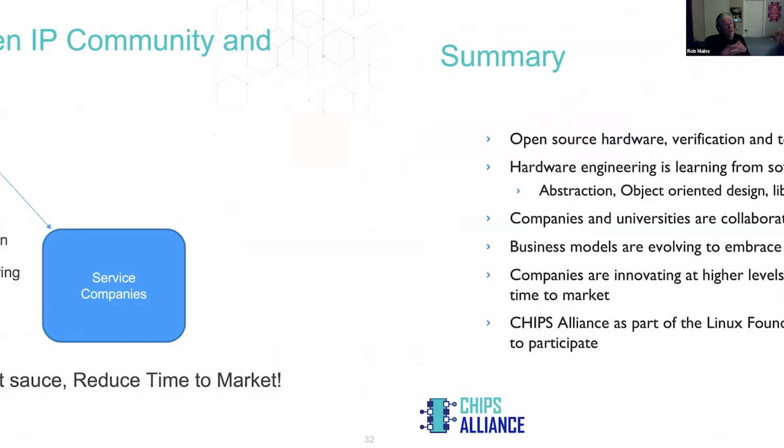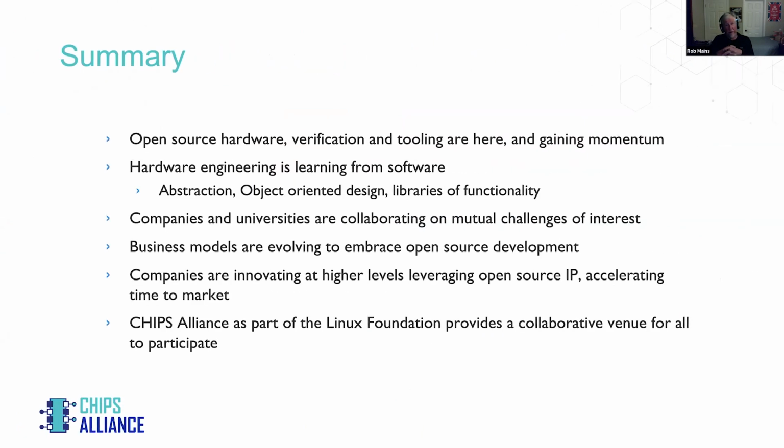So in summary, open source hardware verification and tooling are here. They're gaining momentum. It's going to help us accelerate even further beyond just what Moore's law can do for us. You know, hardware engineering is learning from software, right? So concepts of abstraction, object-oriented design, libraries of functionality are becoming much more prevalent in the open source ecosystem to help us move that much faster.